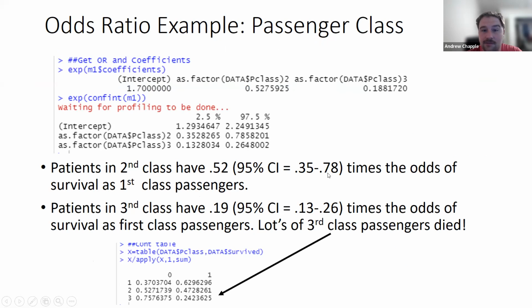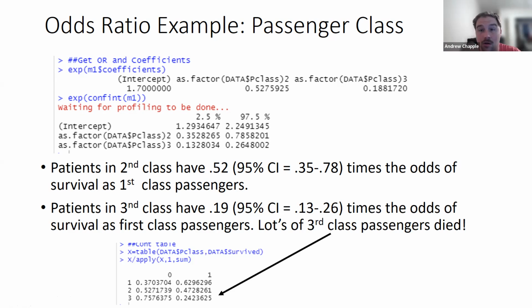So at most, it's definitely at least 20% lower chances of survival in the second class, because that 20% is outside of this range here. And in the third class, if I exponentiate, this is saying your odds of survival in the third class were about 1/5 of that in the first class. And this 95% confidence interval goes between 0.13 and 0.26. So the data suggests your odds of survival in the third class compared to the first class are at most 1/3. They're way below that. So 0.19 is your ratio.